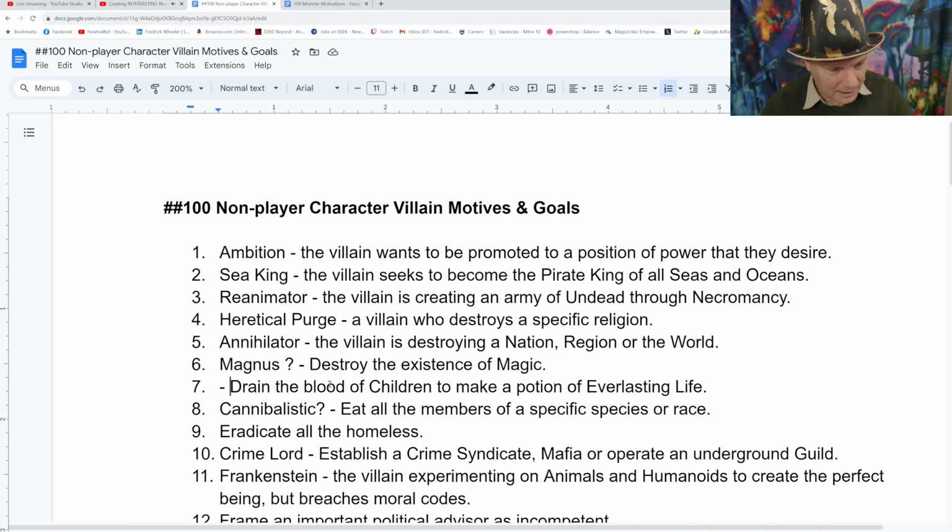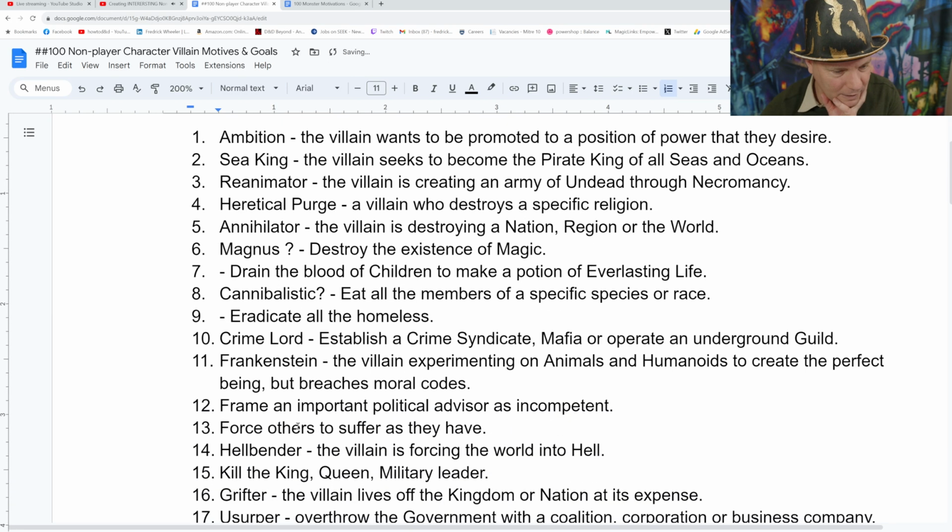Okay. Next, cannibalistic. Eat all the members of a specific species or race. Eradicate all the homeless. So there's no tag name for that. Okay, crime lord. Establish a crime syndicate, mafia, or operate an underground guild. Frankenstein, the villain experimenting on animals and humanoids to create the perfect being, but breaches moral codes.